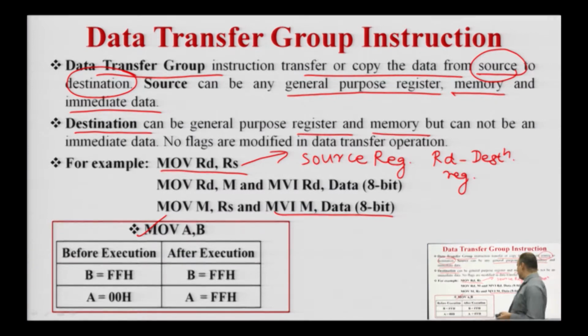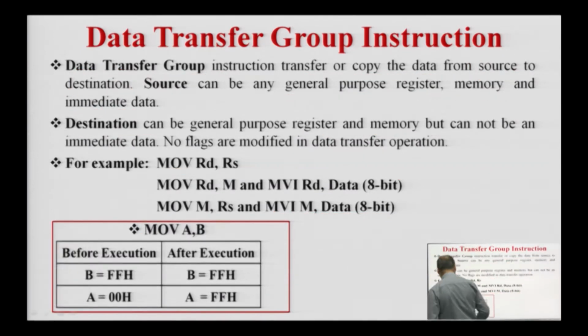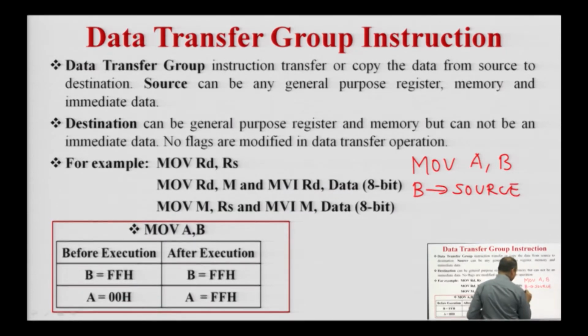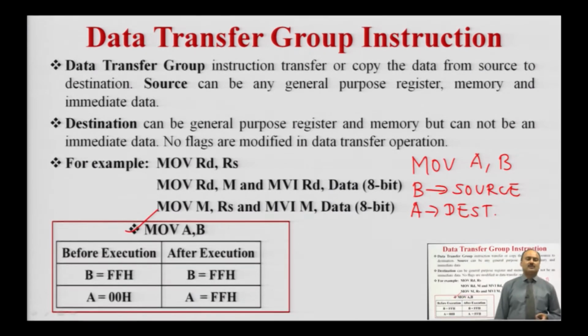In this instruction, MOV A, B, the B register acts as the source register and the A register acts as the destination register. Whenever the microprocessor executes this instruction, MOV A, B, it will copy or transfer the data from the source register, which is B register, into the destination register.